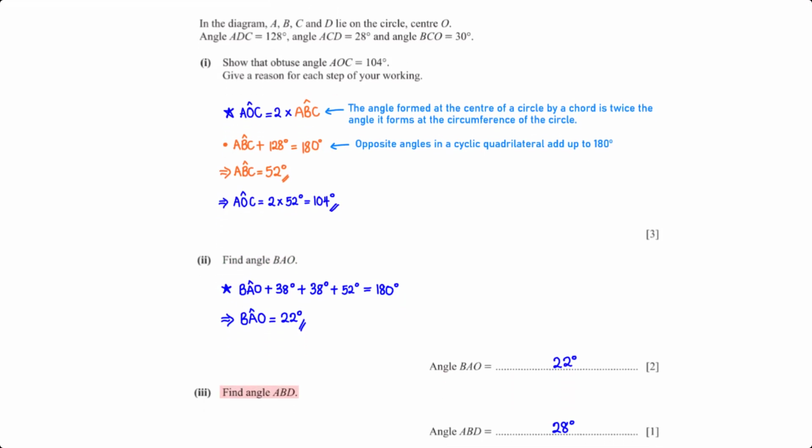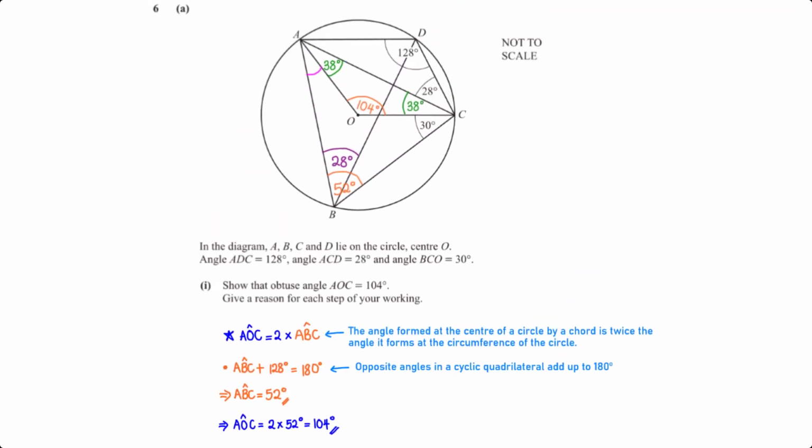Find angle ABD. Chord AD subtends an angle 28 degrees on the circumference of the circle and subtends angle ABD at another point on the circumference of the circle. This means angle ABD should also be equal to 28 degrees.